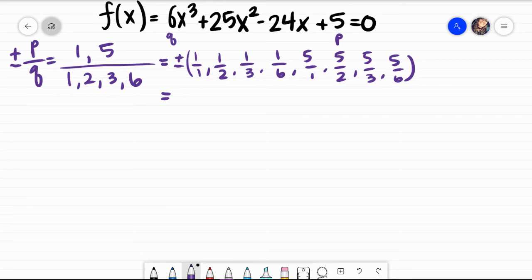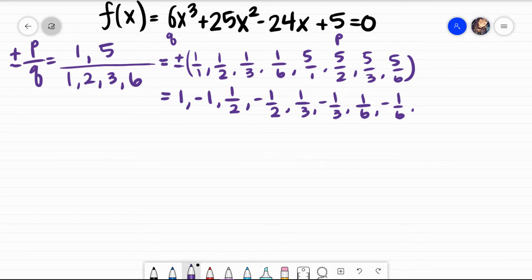So if you look at 1 over 1, that's just 1, right? And I have a positive and a negative 1. Then 1 over 2, that's 1 over 2. I have a positive and I have a negative. Same with my 1 over 3. Same with my 1 over 6. These aren't actually reducing, right? If they do reduce, of course, the answer that you put there is the reduced answer. My 5 over 1, that's just 5. I have a positive and a negative 5.